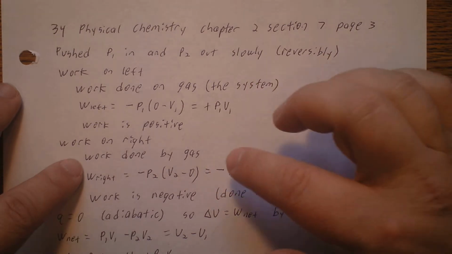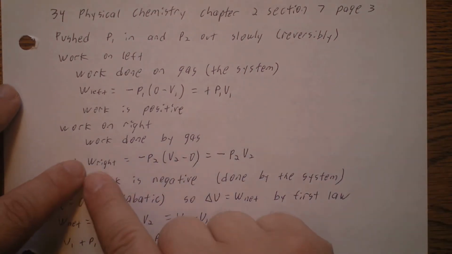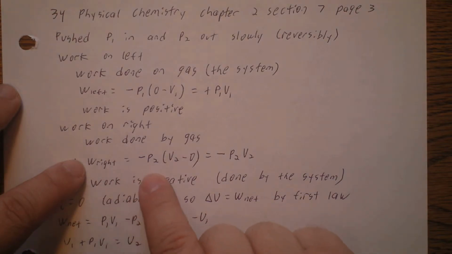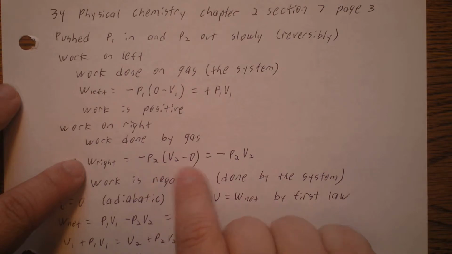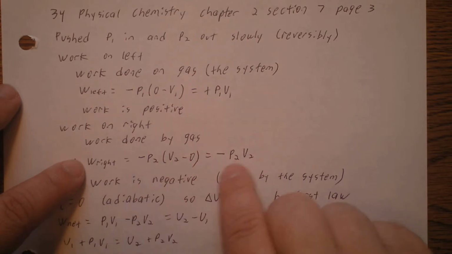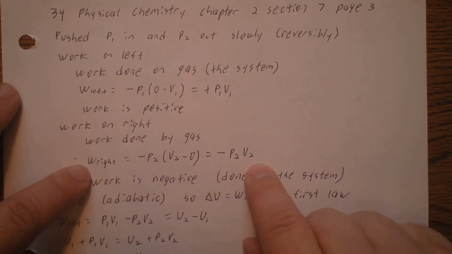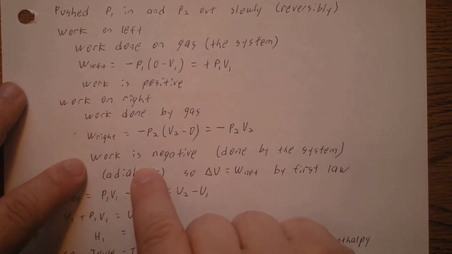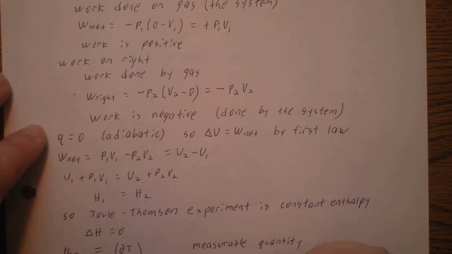Now on the right side, the work is being done by the gas to push the piston. So the work on the right side is equal to minus P dV. The final volume is going to be positive because it's expanding. The initial volume was 0 because all the gas started on the left side. So the work on the right side is going to be minus pressure 2 times volume 2. So we end up with negative work because the work is being done by the system, our gas.